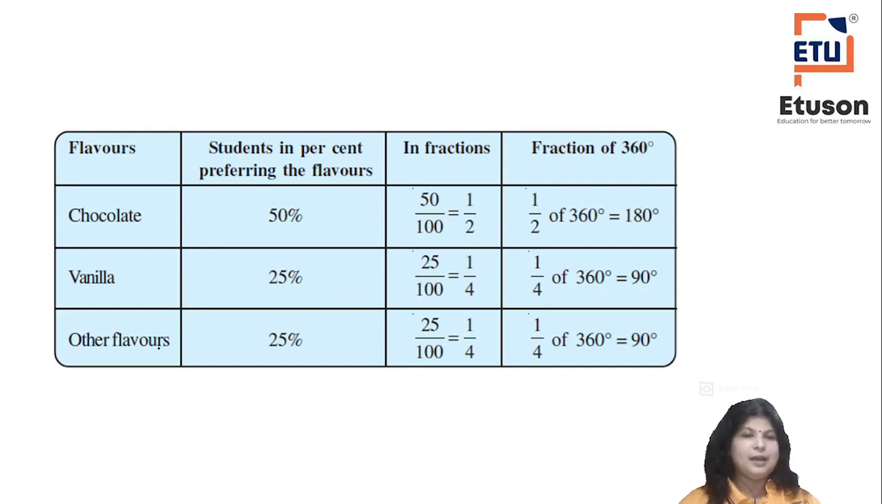So similarly the other flavors is liked by 25% of the students. When it is converted to fraction, 25 by 100 becomes 1 by 4, and the corresponding angle will be 1 by 4 of 360 degree, which is equal to 90 degree. So now that we have got the angles corresponding to the chocolate, vanilla and other flavors, we can draw our pie chart. So how to draw it then?